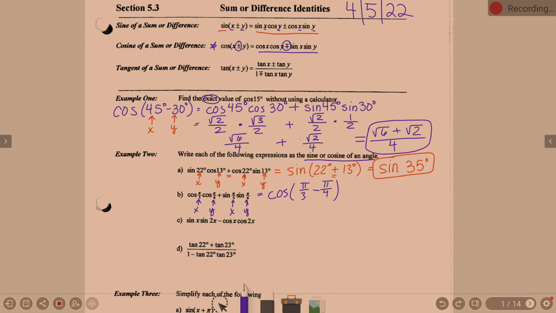Now, Jacob liked the last one because it was 22 plus 13. We've got to go a step farther, guys. What is pi over 3 minus pi over 4? Silly radians always being more difficult. How do we subtract pi over 3 and pi over 4? We need a common denominator. What do 3 and 4 both go into?